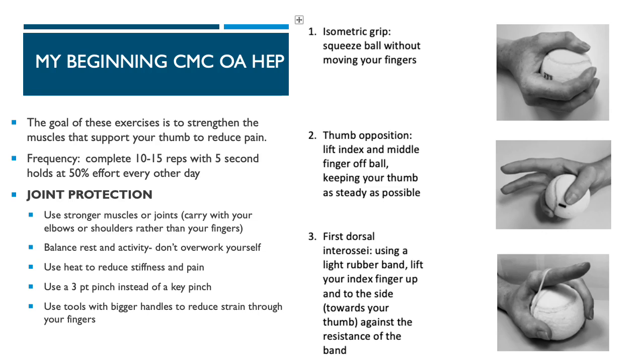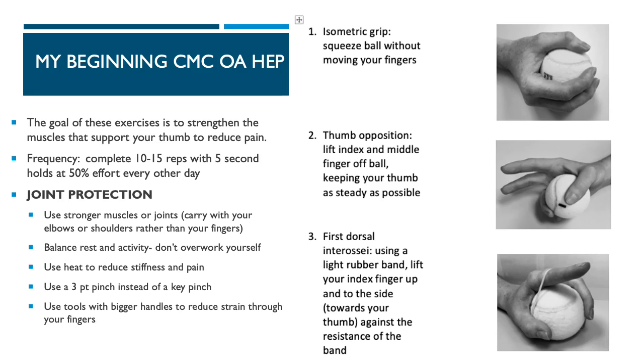So in addressing dynamic stability with CMC, this is the home exercise plan that I usually give people to start out with, their very first, even their evaluation session. These are the 3 exercises that I'll give. There's 2 things that you need for it, a tennis ball and a rubber band. We have graded rubber bands, so the lightest one is a 5-pound yellow band resistance.